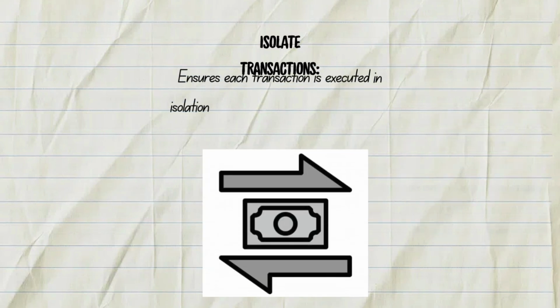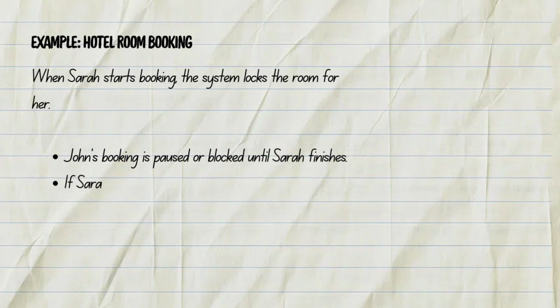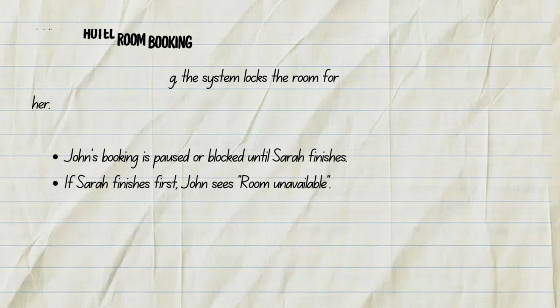Isolating transactions ensures each transaction is executed in isolation so that they do not interfere with each other. For example, when Sarah starts booking, the system locks the room for her. John's booking is paused or blocked until Sarah finishes. If Sarah finishes first, John sees the room unavailable.